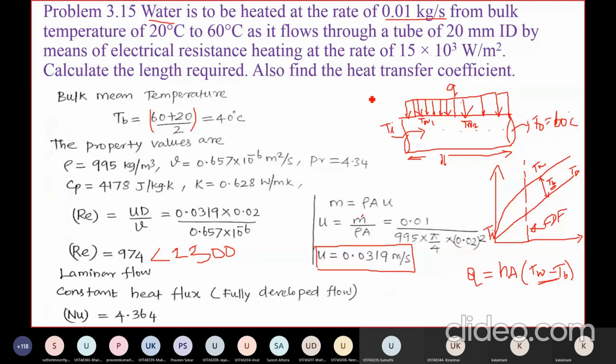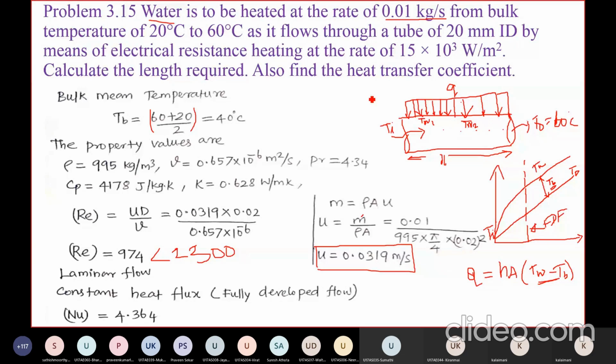Whenever you have a problem on flow through a pipe, go to the internal flow section in your data book. Then find the type of flow. All properties are taken at the bulk mean temperature, from the data book. Then find the Reynolds number. If the Reynolds number is less than 2300, the flow is laminar. If it is greater than 2300, the flow is turbulent. Maybe in the next class we will solve some numerical problems related to turbulent flow.